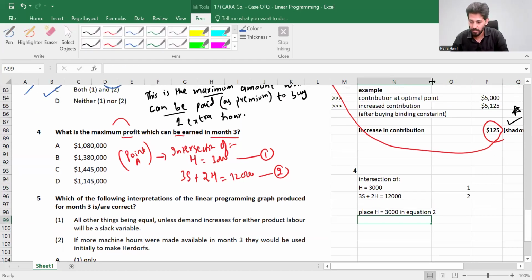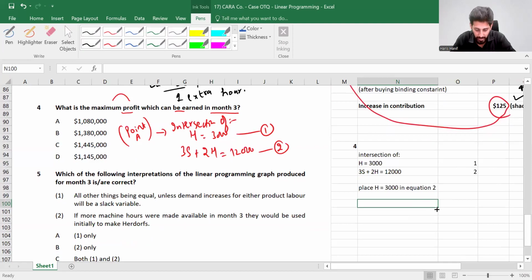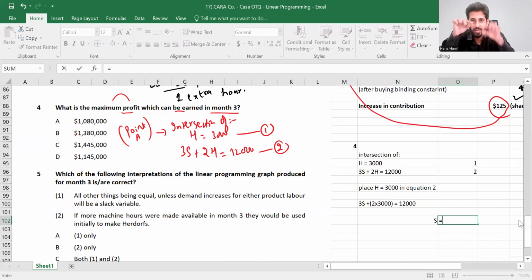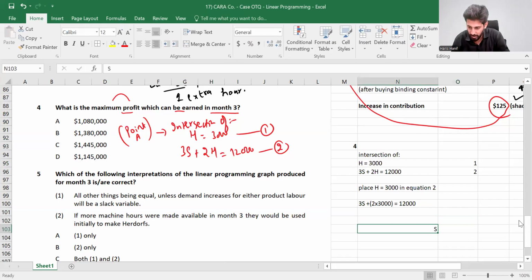So what will be the thing? How will you calculate it? 3S plus 2 multiplied by H, which is 3000, is equal to 12,000. So how do you calculate S now? You have to compute S. Let's make it far more simple. Now this will be 3S plus 2 multiplied by 3000, that is 6,000, is equal to 12,000.